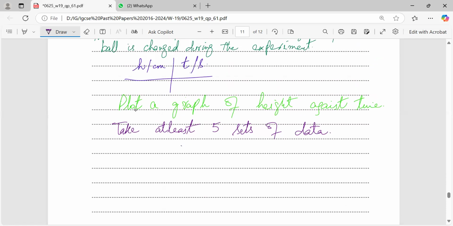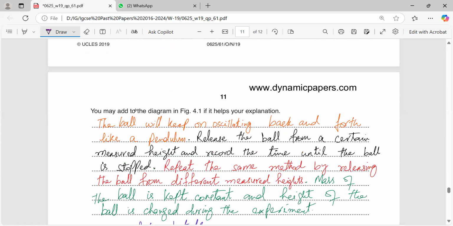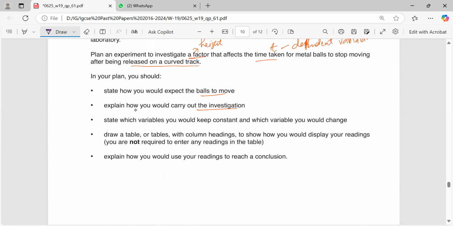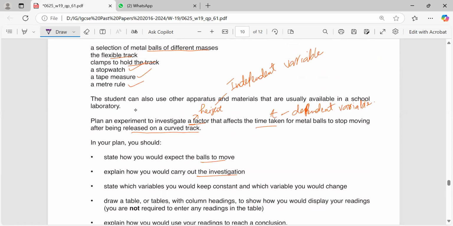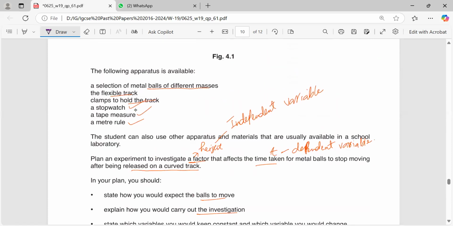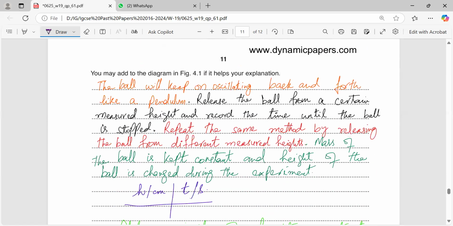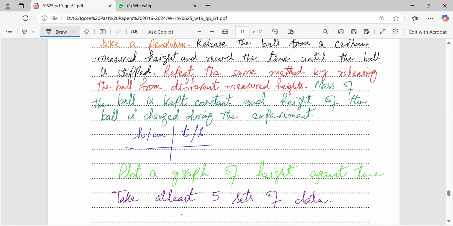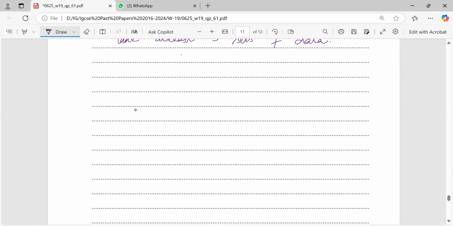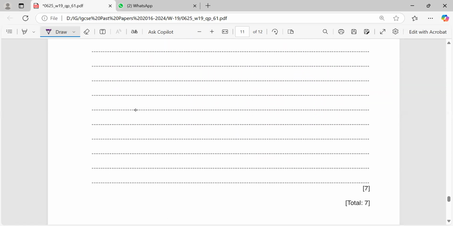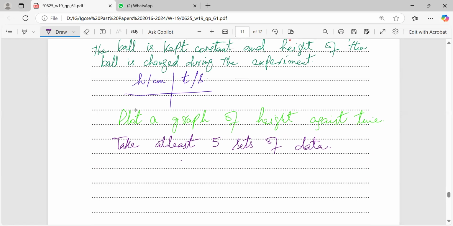My dear friends, if you have any question or query regarding this, please feel free to ask me. The question is in front of you, and all the points we have discussed, I have written in paragraph form, just following those key points given by the examiner. Okay, my dear friends, stay blessed.